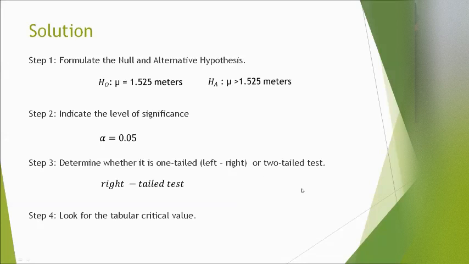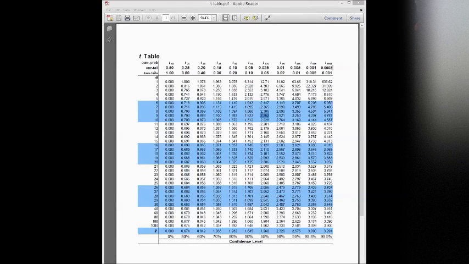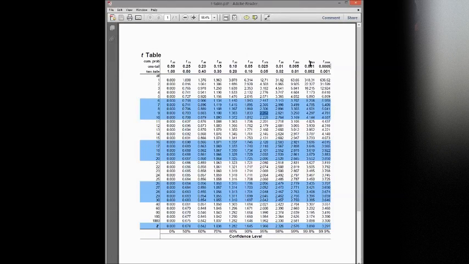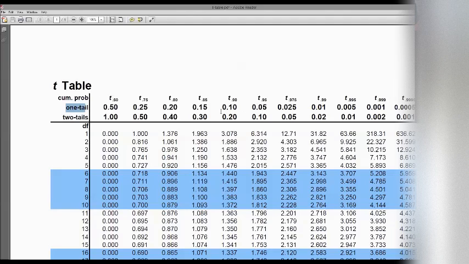I'm going to share my t-table. For the t-table, how are we going to use it to get the tabular critical value? As mentioned earlier, we are using the right tail. When you say right tail, that is a one-tailed test. Next, what is the level of significance? 0.05. So meaning to say, one tail, 0.05.